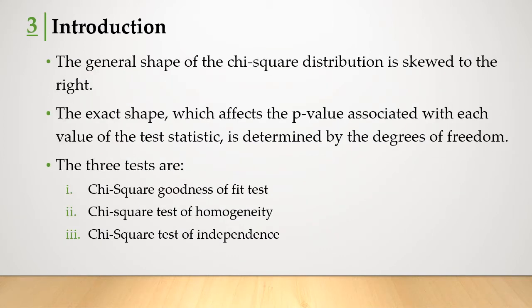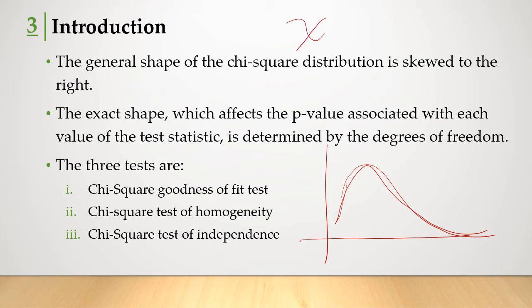So the general shape of the chi-square distribution is skewed to the right. We will have something like this, and that is what we mean by it is skewed to the right. The exact shape, which affects the p-value associated with each value of the test statistic, is determined by the degrees of freedom. So you have the chi-square, the degrees of freedom, and then the alpha value. This is what we use to determine what table value to read.